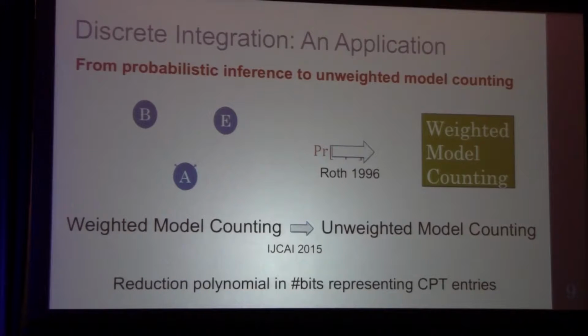This reduction was way back in 1996 by Roth. This one we came up with last year, and this reduction is polynomial in the number of bits that are used to represent the weights. Okay? So basically, if you can solve this problem well, and with strong guarantees, then you can also solve probabilistic inference with strong guarantees.